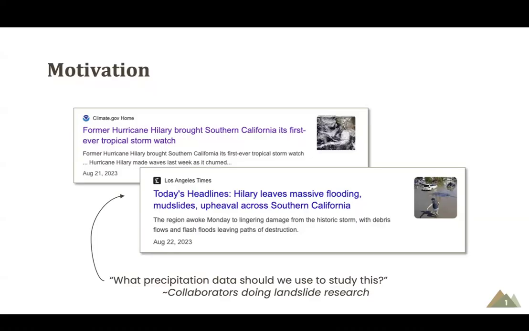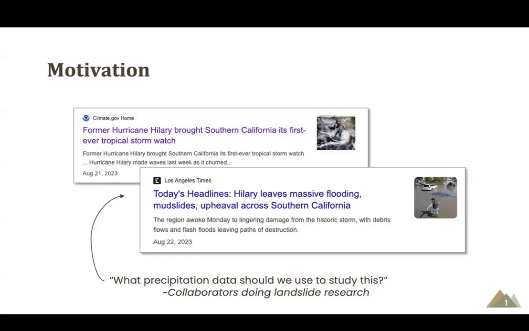the answer isn't really that simple, because there are some data sets that maybe do better in some contexts and some data sets that do better in others. But I was really interested in this question of, well, what does it mean for landslide research and landslide researchers that different precipitation data tell different stories about the same event?